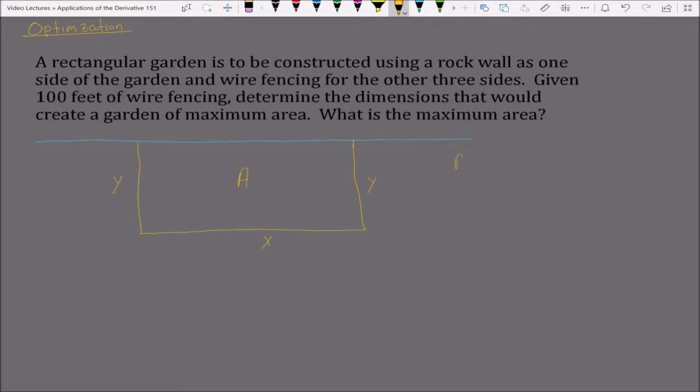Now we know that the area of a rectangle is given by length times width. The perimeter will be given as the sum of all the sides, so it'll be y plus x plus y. We don't need to worry about this side here because that's a rock wall. It's not part of the wire fencing. So x plus 2y. Now that has to equal 100. Solving for x, we find that x is 100 minus 2y.